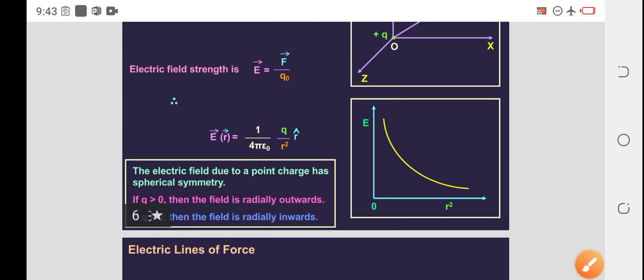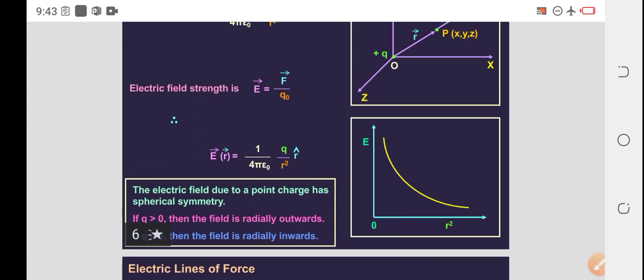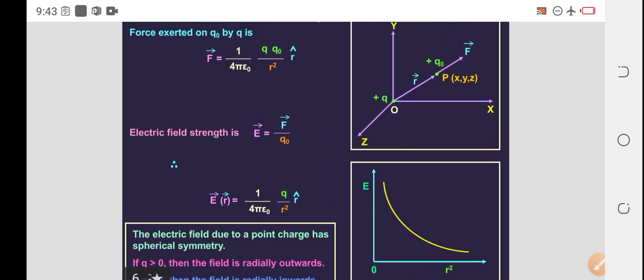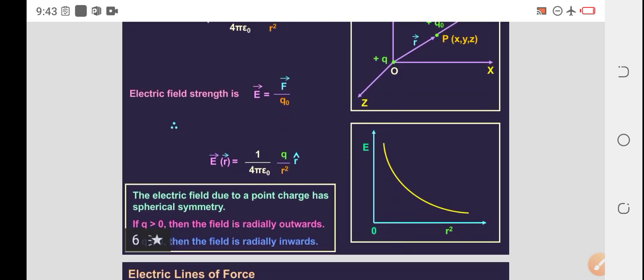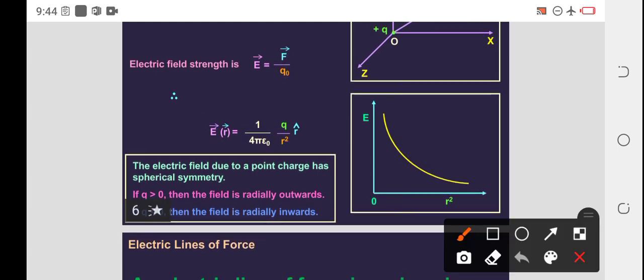The electric field due to a point charge has spherical symmetry. What is the shape of that one? You can see that due to a point charge, the shape of the electric field is a spherical symmetry. You can see here, this is about the spherical symmetry.